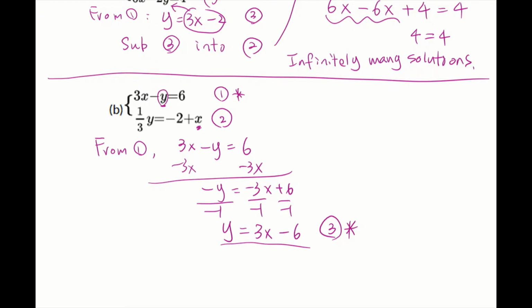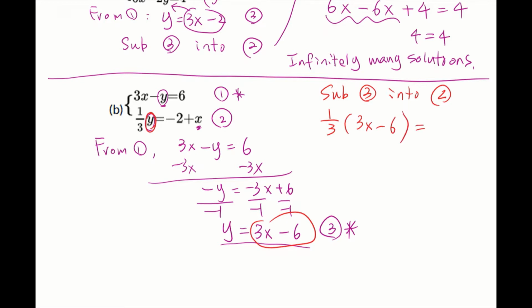All right, I'm going to replace y in the second equation, which is this red y, by 3x minus 6. So I'm going to substitute equation 3 into equation 2. So that will give me 1/3, instead of y, I'm having 3x minus 6, equals negative 2 plus x.